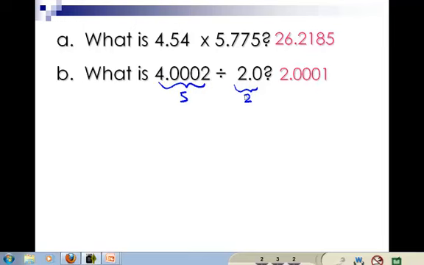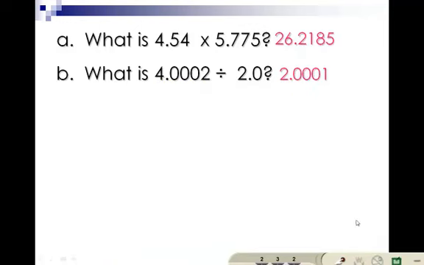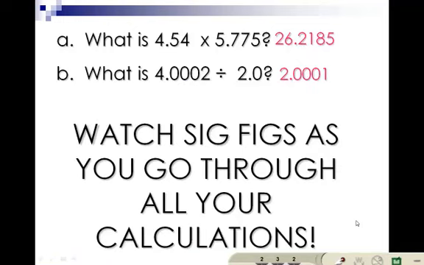So since this one has 2 sig figs, that's going to dictate how many digits I can have. 1, 2. Will that 0 affect this 0? Absolutely not. So my answer is going to be 2.0. Now that's when you multiply and divide.